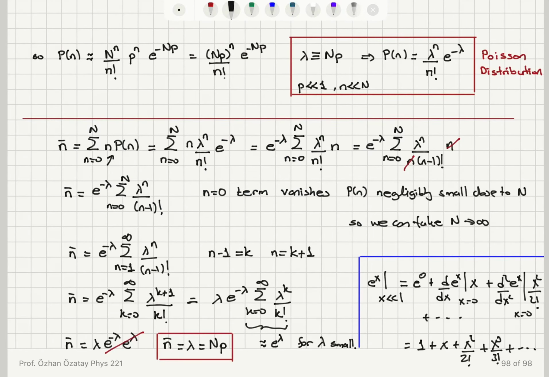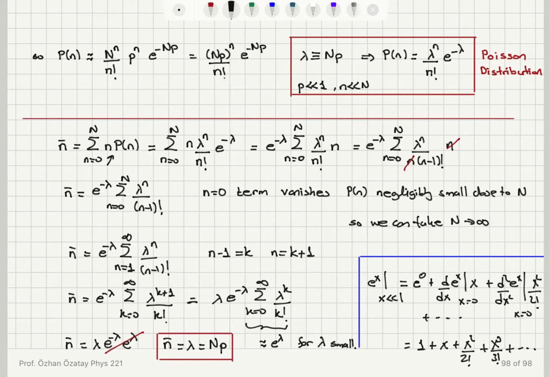When I plug them in, I see that capital N to the power n, p to the power n, e to the minus capital NP divided by n factorial is my distribution. And just to make things a little bit simpler, I have redefined capital NP to be lambda, so that the distribution has this form: lambda to the power n divided by n factorial, e to the minus lambda. This is the Poisson distribution, which works in the limit n much less than capital N, p much less than 1.